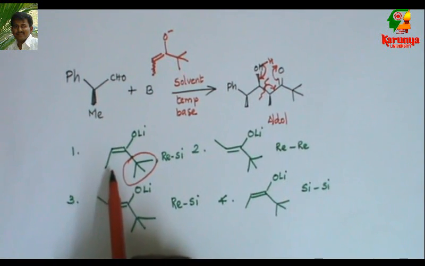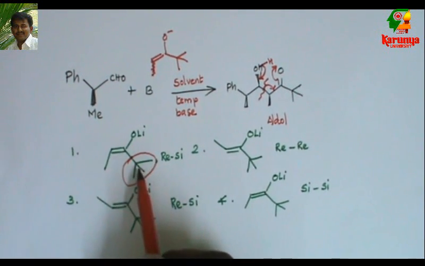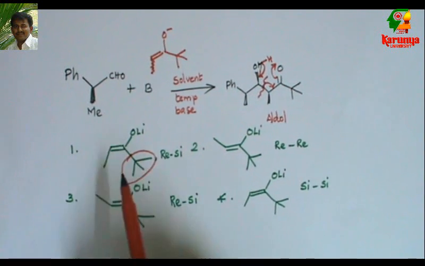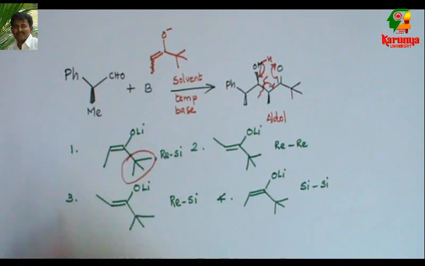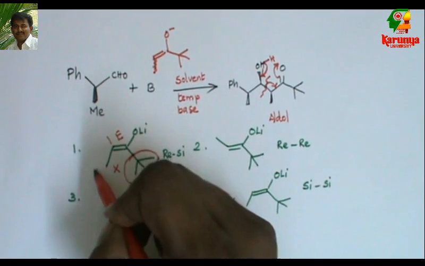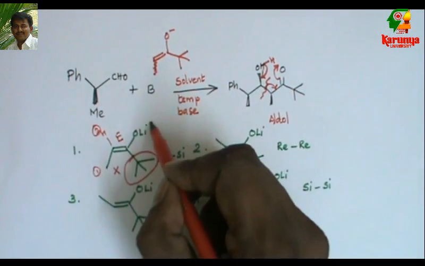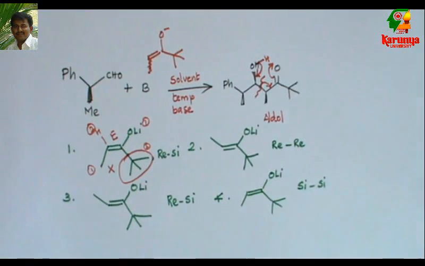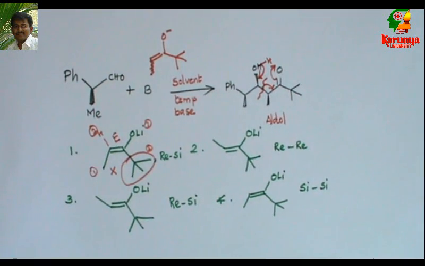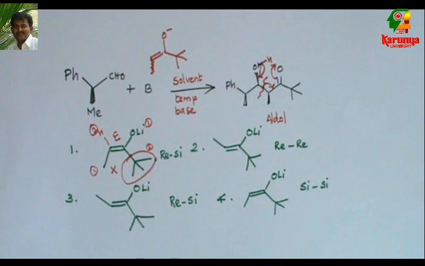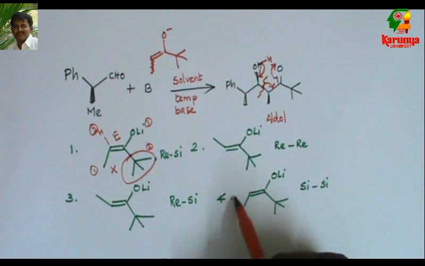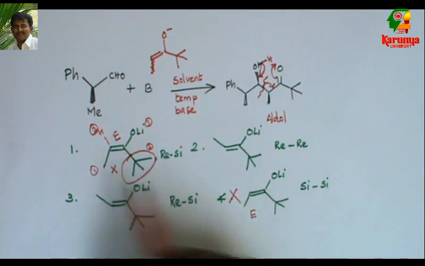If you look at this enolate, this CH3 and this tertiary butyl are in the same direction. Because of that, the steric hindrance will be more. So this is not favored. So this E enolate, because 1, 2, 1, 2, so the stereochemistry is E. E is not favored because of steric hindrance. So this also E, so this also not favored.